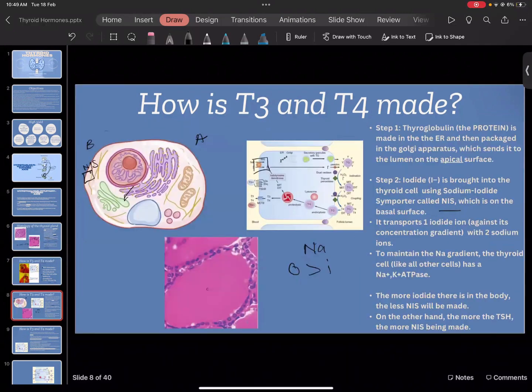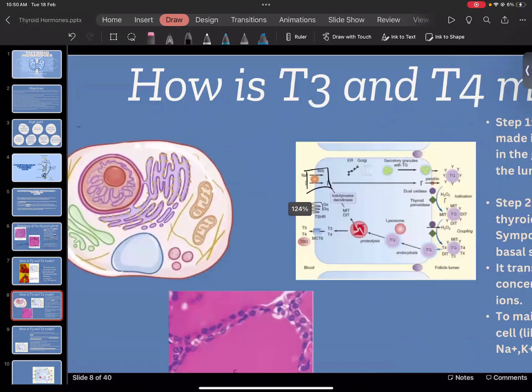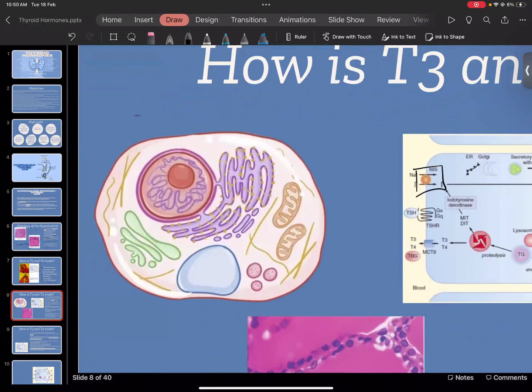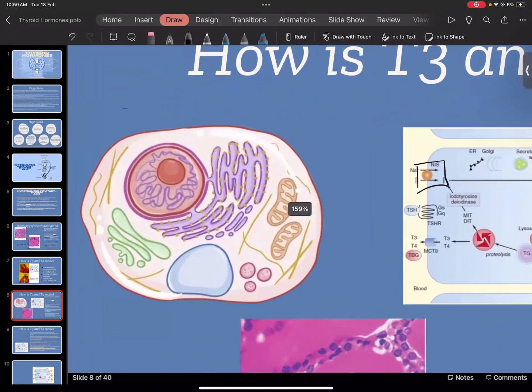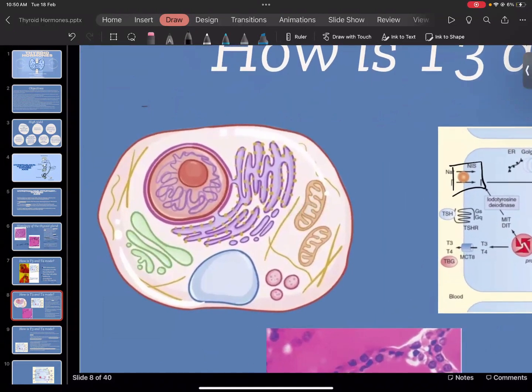Okay, now we're going to talk about how T3 and T4 are made. First off, we said that T3 and T4 are made out of two things: tyrosine and iodine. And thyroglobulin, we said, is made out of 134 tyrosine molecules. So thyroglobulin is the one that is going to provide the tyrosine to us.